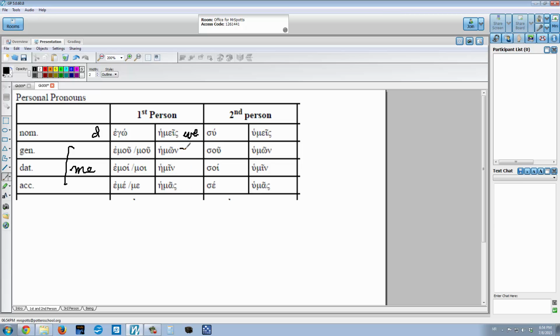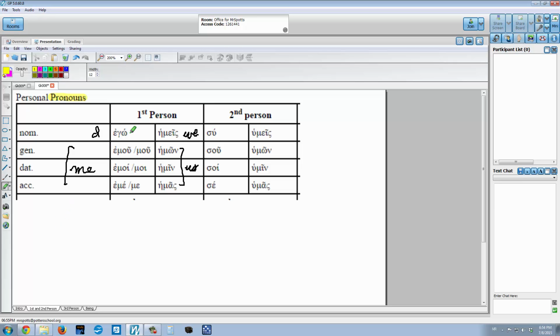And how about in the plural? We'll use a form of us. There we go. So let's see how those pronouns work. And remember, this is a pronoun. It's not a verb, and so it doesn't say I do anything. It just identifies the person.